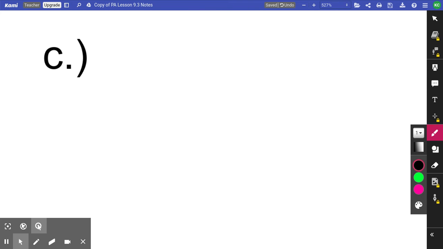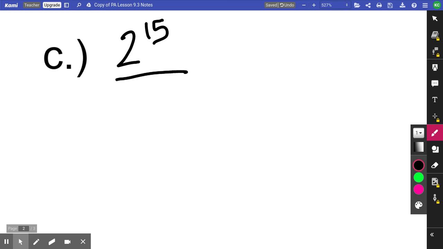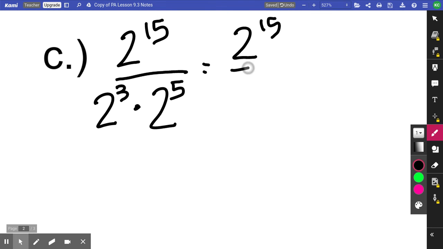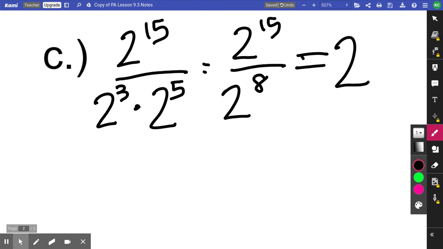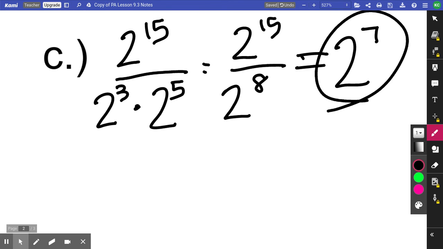Okay, next up, I have 2 to the 15th over 2 to the 3rd times 2 to the 5th. So I need to work out my multiplication problem on the denominator. I'm multiplying, which means I add. So I'm going to have 2 to the 15th over 2 to the 8th. Now I can divide it out, which means I'm subtracting. 15 minus 8 is going to give me 2 to the 7th.